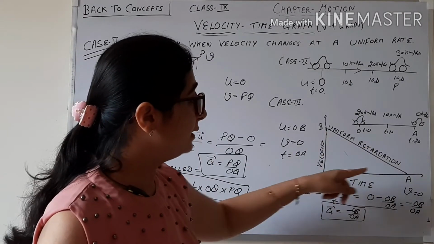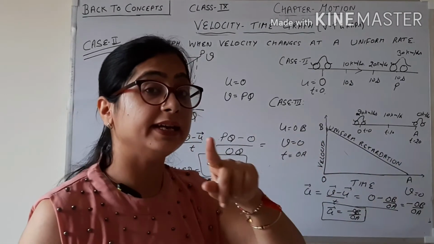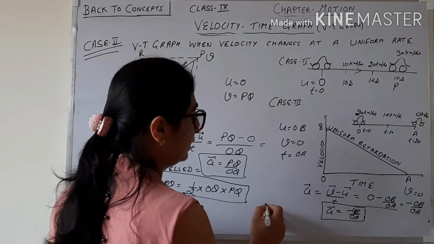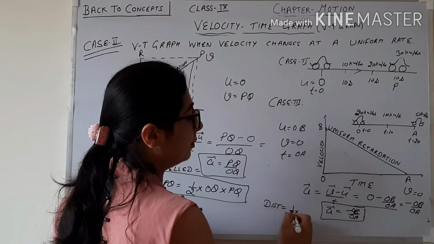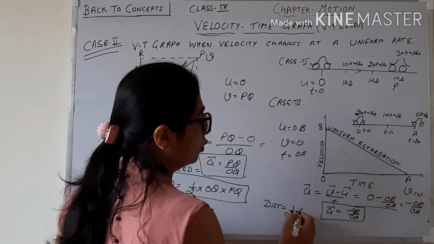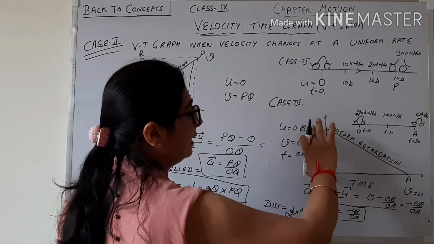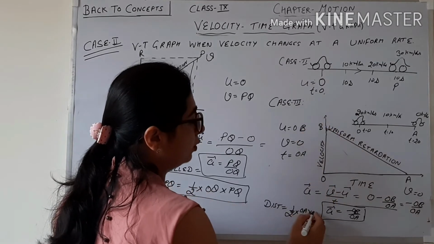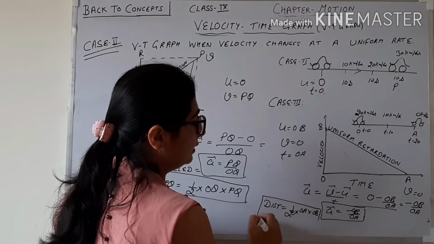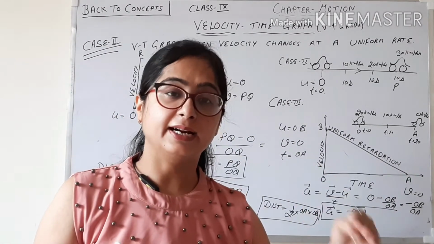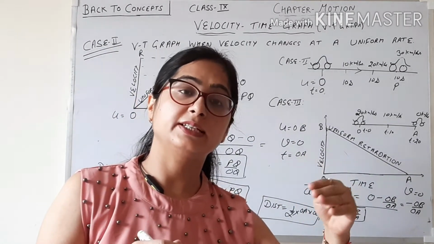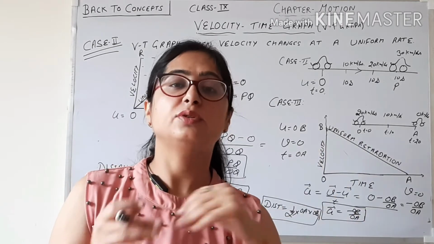And in this graph, OAB is a triangle. What is the distance traveled? Distance traveled is equal to half multiply what is the base, that is equal to OA, and what is the height, that is equal to OB. So this is the distance traveled by a body when it is retarding, meaning its velocity decreases uniformly.